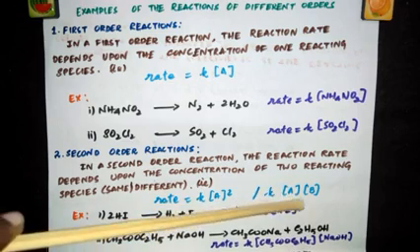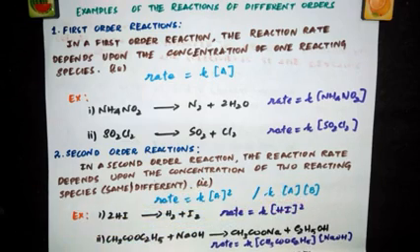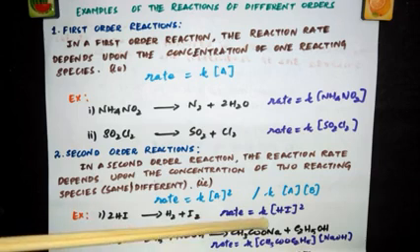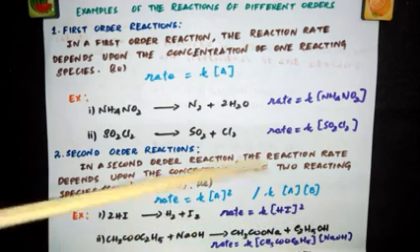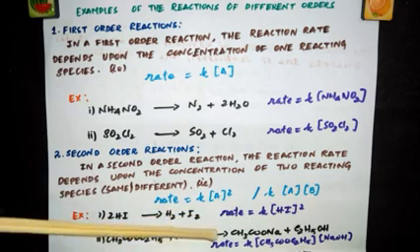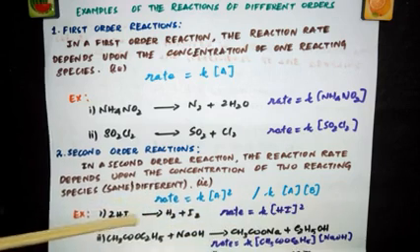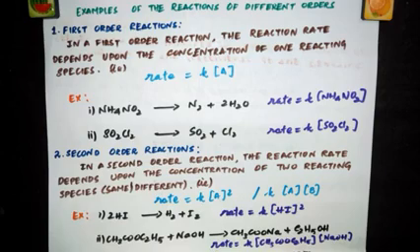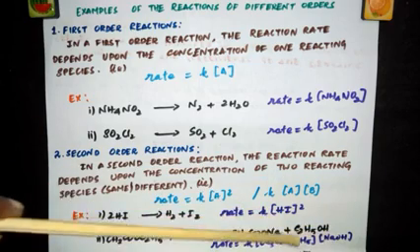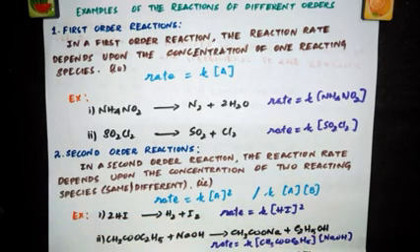So the order of the reaction is 2. So this is a second order reaction. The next example, CH3COOC2H5 plus NaOH giving you CH3COONa plus C2H5OH. What is the rate? Rate is equal to K into concentration of CH3COOC2H5 into concentration of NaOH. So power 1, again 1 plus 1 is equal to 2. So this is a second order reaction.